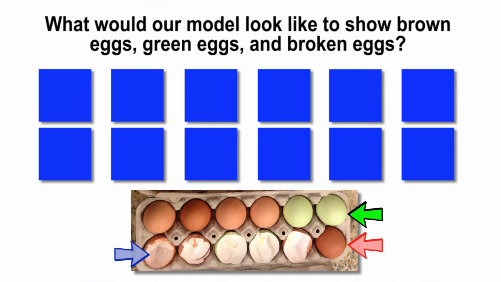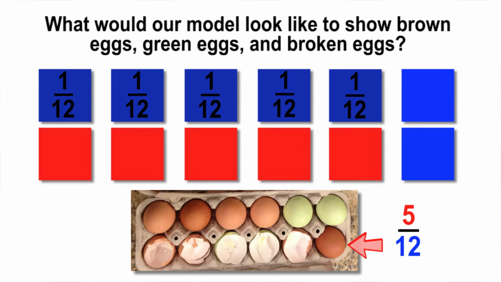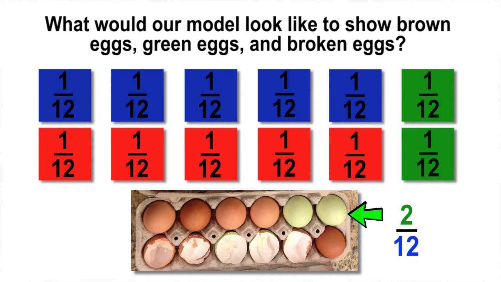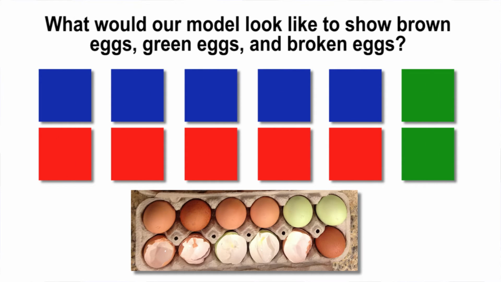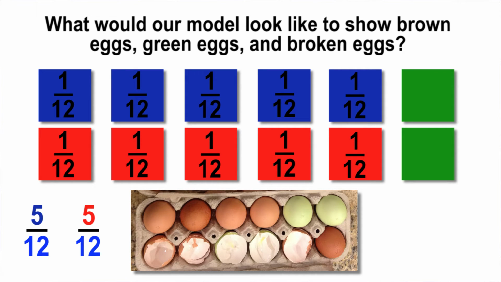Since there are 5 broken eggs, let's have the blue tiles represent the broken eggs, or 5/12 of the eggs. There are 5 whole brown eggs, and we will model them with 5 red tiles for 5/12 of the eggs. Last, we have 2 whole green eggs. Let's model them with 2 green tiles, or 2/12. So here's the set model we have for 5 broken eggs, 5 brown eggs, and 2 green eggs, or 5/12 of the set are broken eggs, 5/12 are brown eggs, and 2/12 are green eggs.